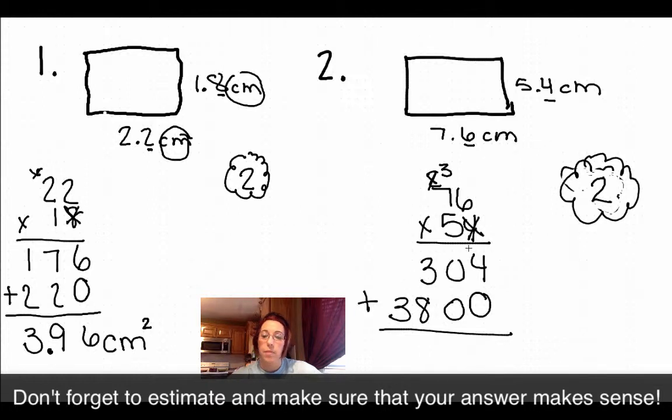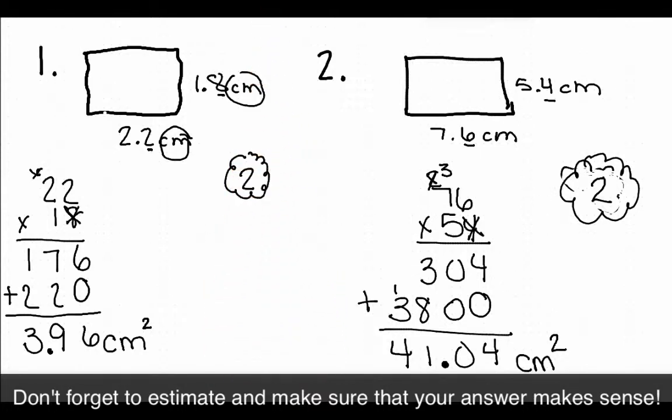We add up our products. 4, 0, 11, 4. Decimal cloud, we've got a 2 over 1 over 2. We add in our unit of measurement, centimeters in this case, squared. So look at these. I'll be right back with a few more practice problems.